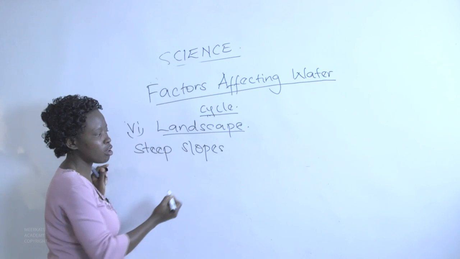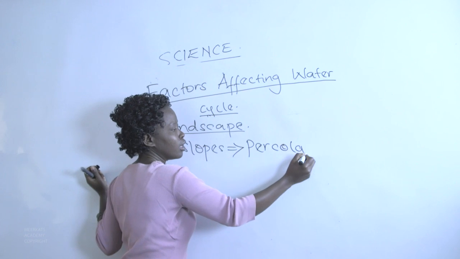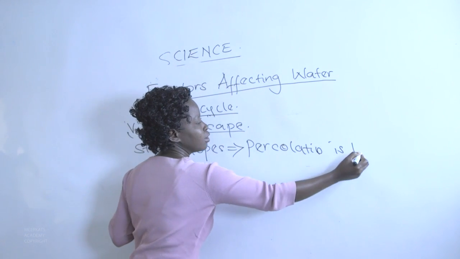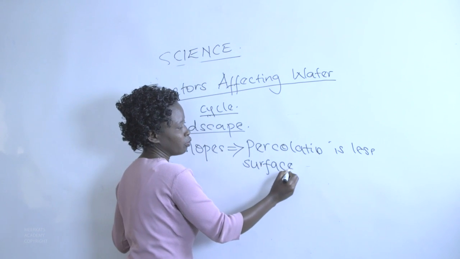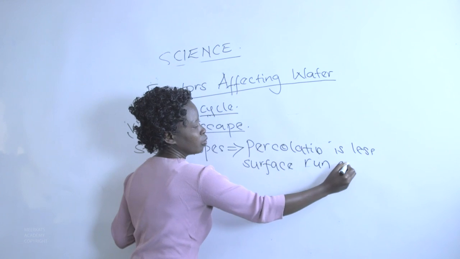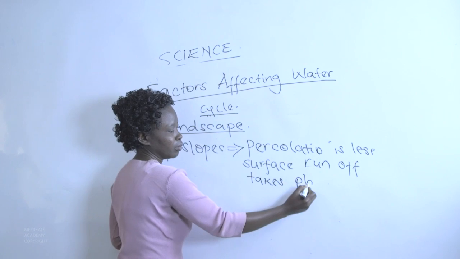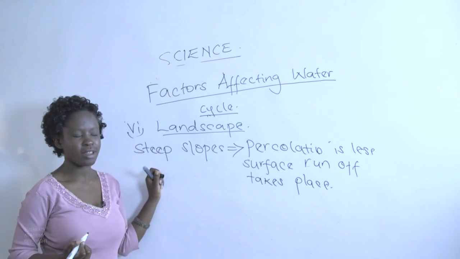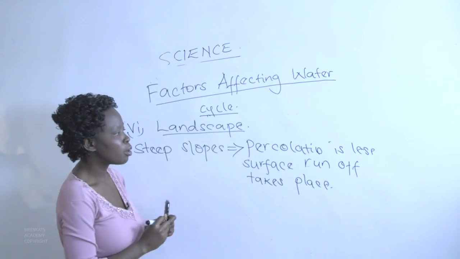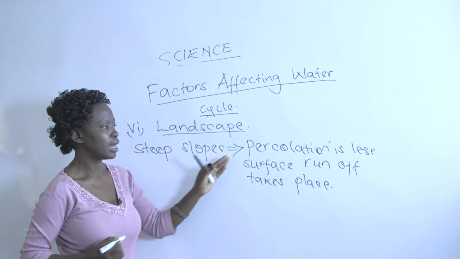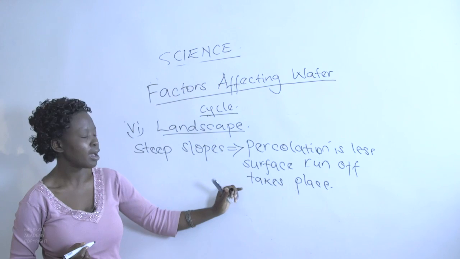So on steep slopes, percolation is less, but surface runoff takes place. Water that has fallen on a steep slope will percolate less, but the surface runoff is going to take place at a higher rate.